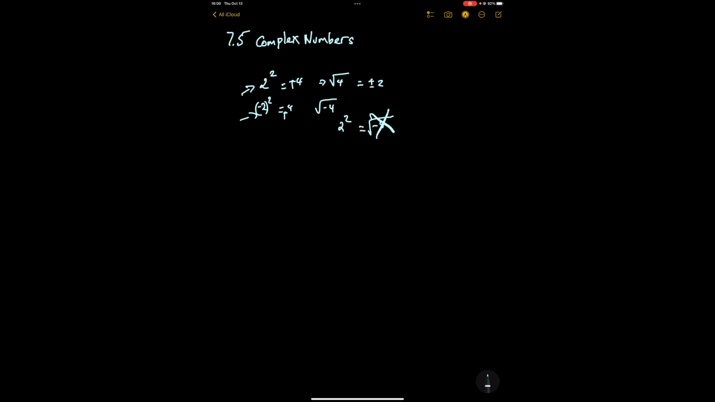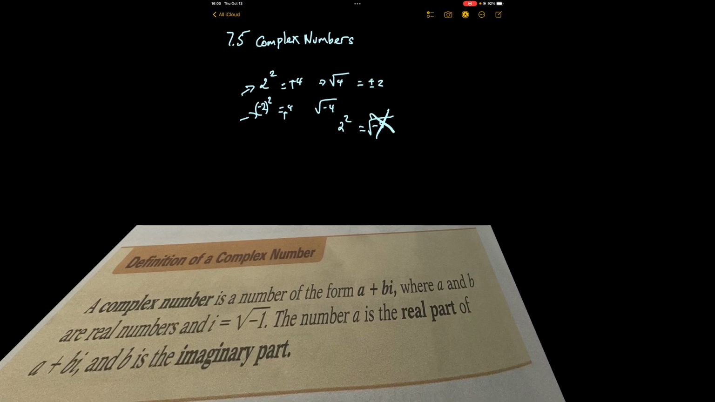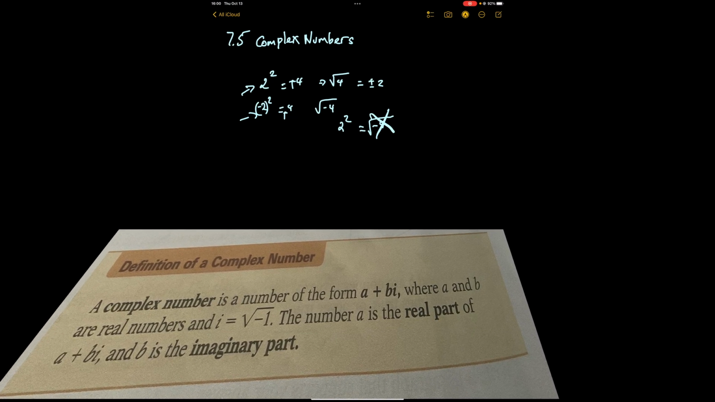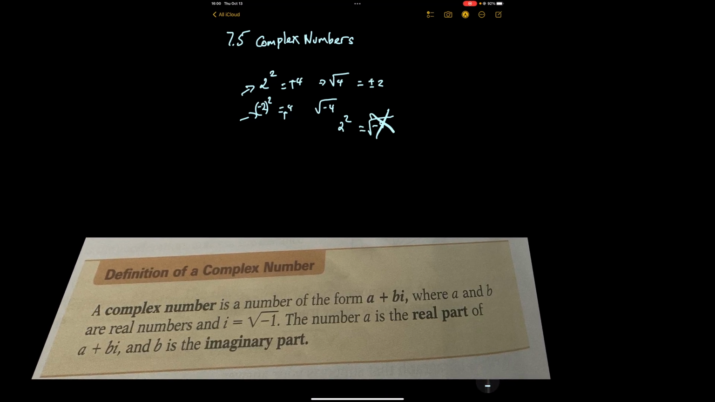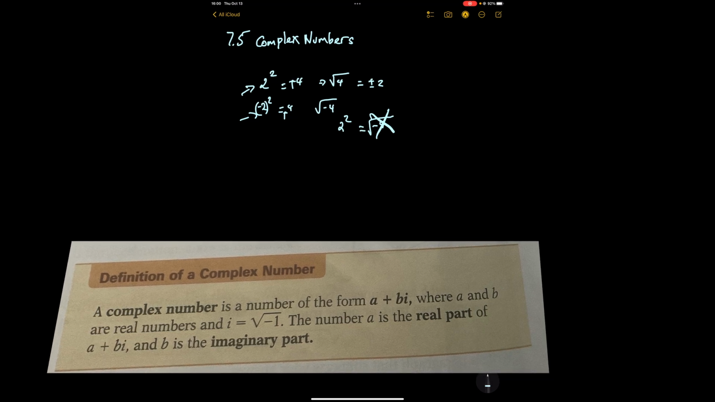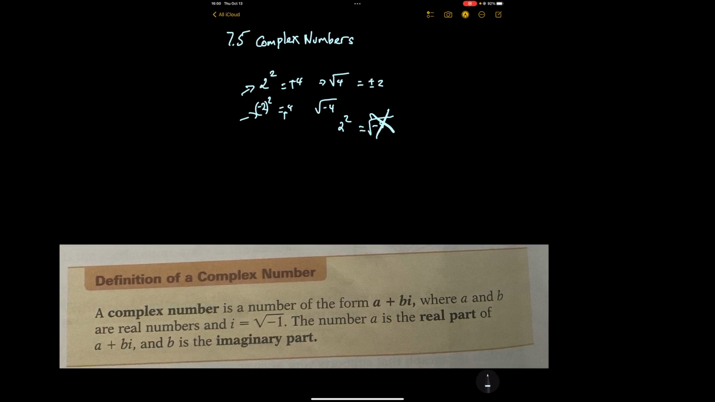Let's move on. Let's talk about the definition of a complex number. A complex number is a number of the form a plus bi, where a and b are real numbers and i is equal to the square root of negative 1. The number a is the real part of a plus bi, and b is the imaginary part. So again, the real number is a. The imaginary number is b.